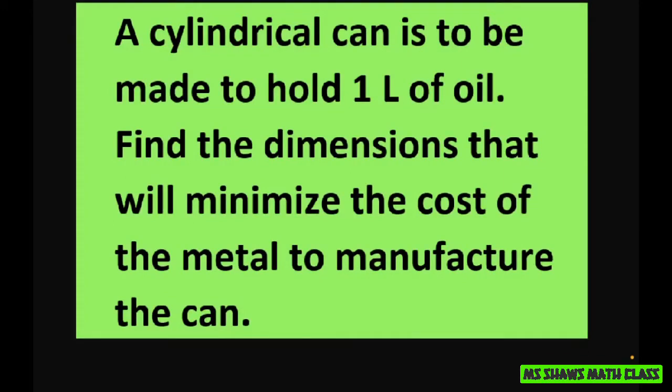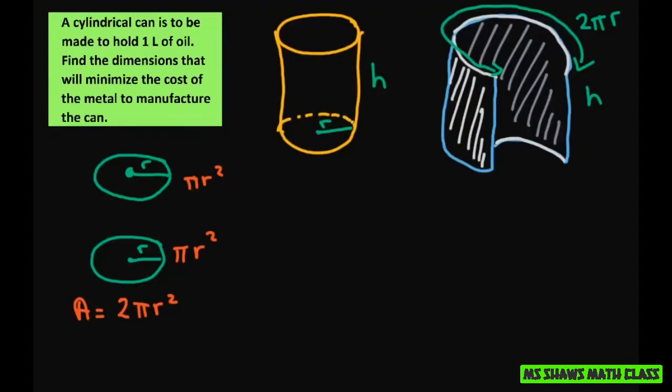Everyone. A cylindrical can is to be made to hold 1 liter of oil. We're going to find the dimensions that will minimize the cost of the metal to manufacture the can. So we're going to draw a little picture. Here's your cylinder.